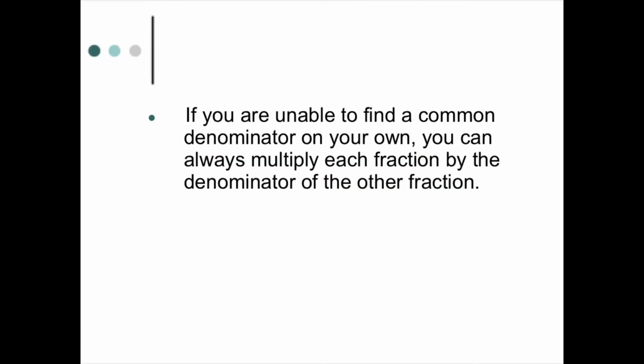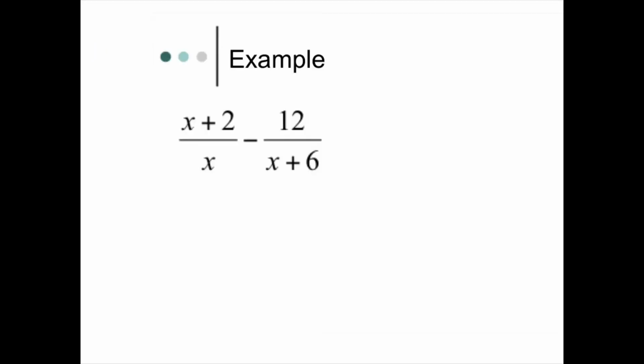If you are unable to find a common denominator on your own, or just can't figure it out, you can always multiply each fraction by the denominator of the other fraction. Let's try one of those. In this case, our fractions have denominators of x and x plus 6. Now there are no commonalities, so the lowest common denominator is simply x times x plus 6. That's the lowest common denominator.